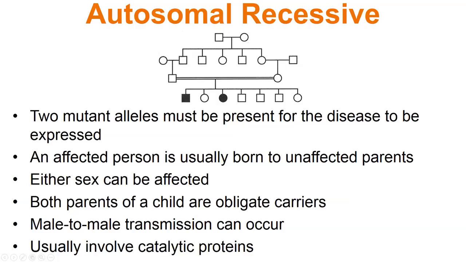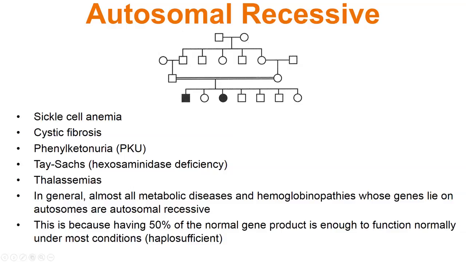Male-to-male transmission can occur. Once again, we're going to contrast that with another pedigree later on. These diseases usually involve catalytic proteins, and with the autosomal dominant, we were talking about non-catalytic proteins. The easiest way to visualize that was structural proteins. So usually involve catalytic proteins. What that ends up meaning is, and here's a good general rule to follow, because there's going to be a lot of diseases you guys are going to see throughout the rest of your medical career.